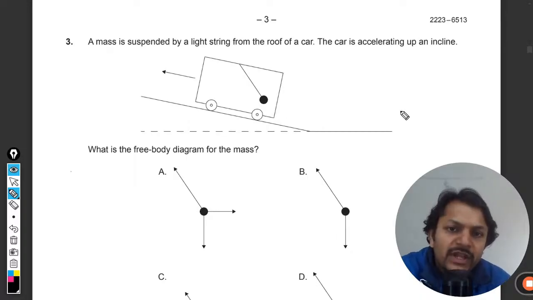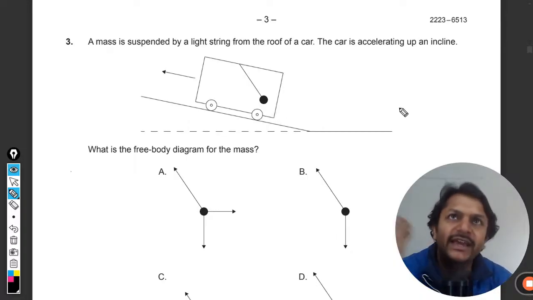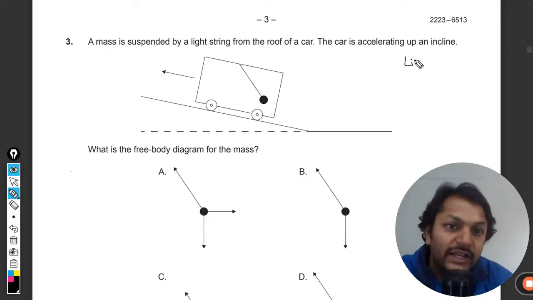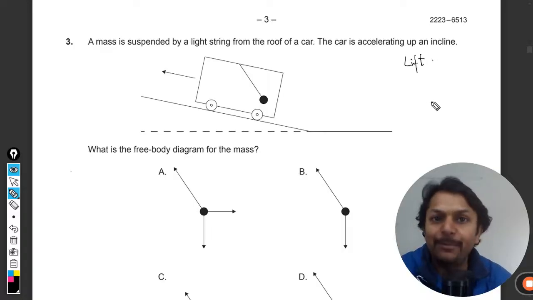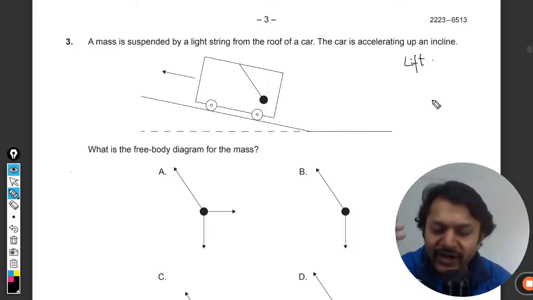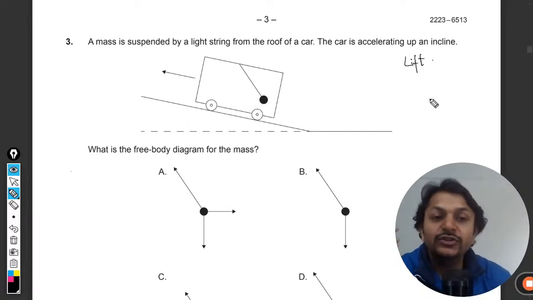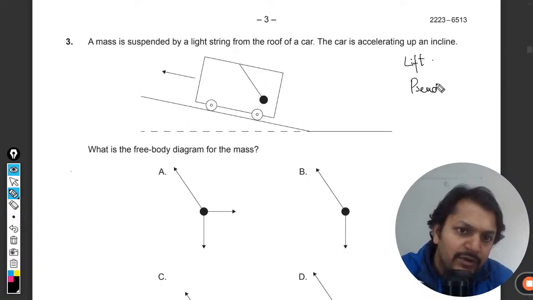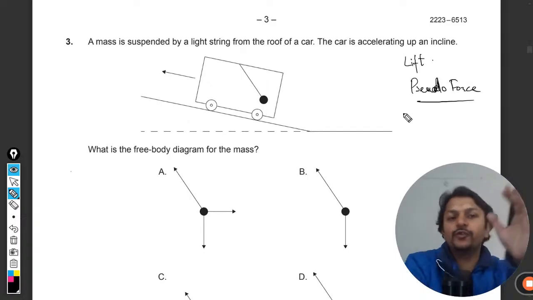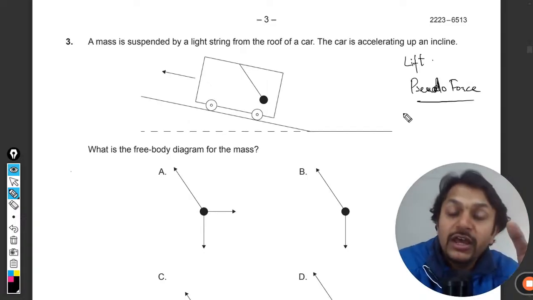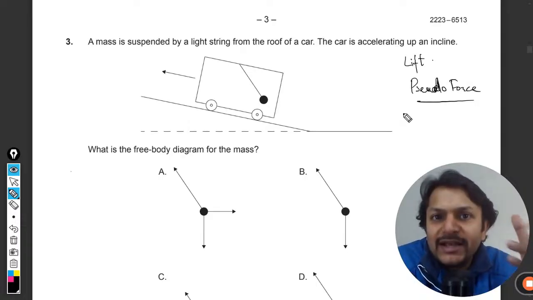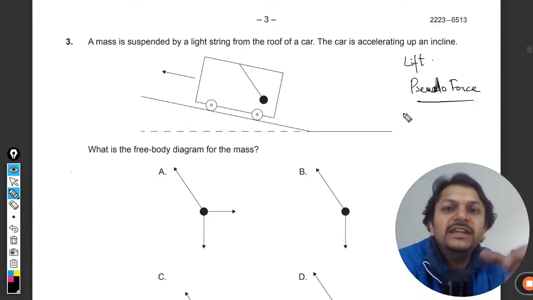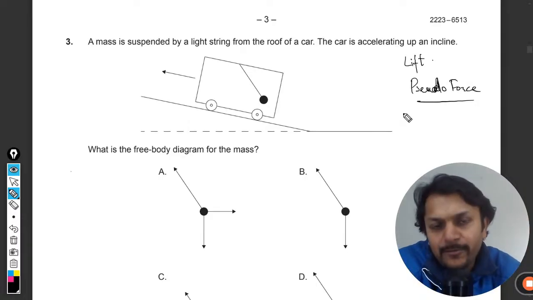So let's see. There was a case that we did for the lift, isn't it? When we were talking about the apparent mass, apparent weight, sorry. So that kind of concept is given a name, pseudo force. Pseudo force is a force which, as the name suggests, is actually not present in the situation, but the effect of the force is there.